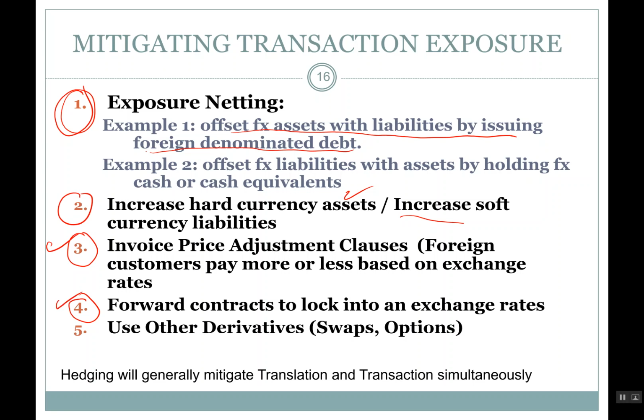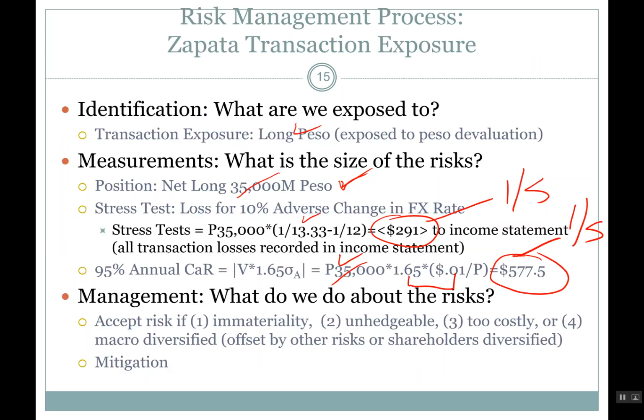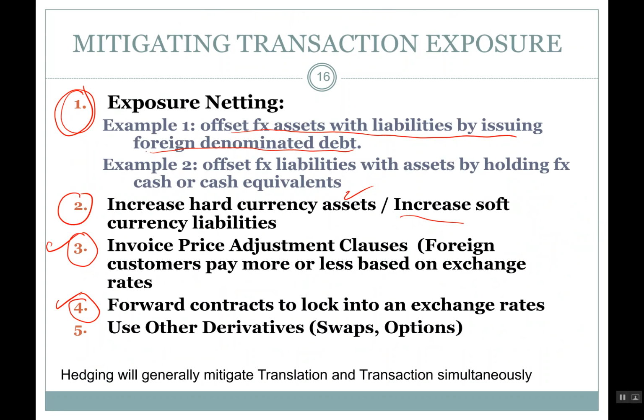All right. Or you can enter into a forward contract to hedge the net position. So if I know I'm going to be the net receiver of 35,000 pesos 1 year from now, I'm going to enter into a forward contract to sell 35,000 pesos at an agreed upon price of the bank, and I don't worry about what happens to the exchange rate. I'm locked in.